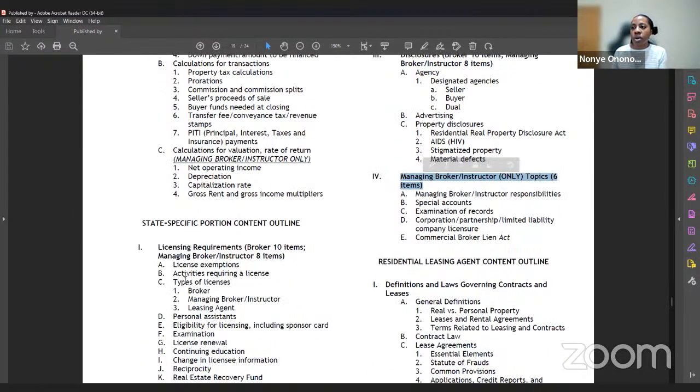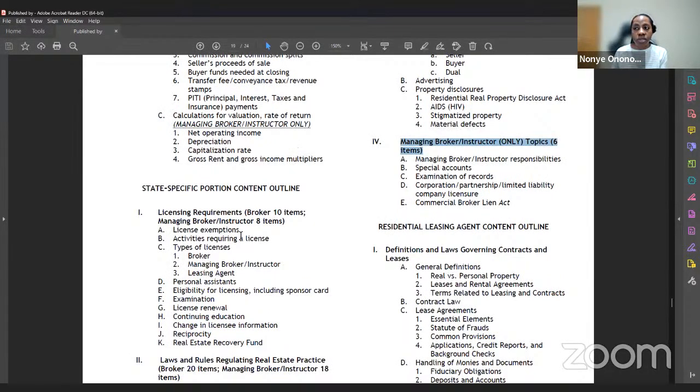All right, so license exemptions. Anyone who's 18 or older, right? So the minimum age is 18 to get your license. So anyone who is 18 or over that's helping someone buy or sell real estate for compensation or in anticipation of compensation needs to be licensed. However, there are certain exemptions. For example, if you're selling your own home, you don't need to be licensed.